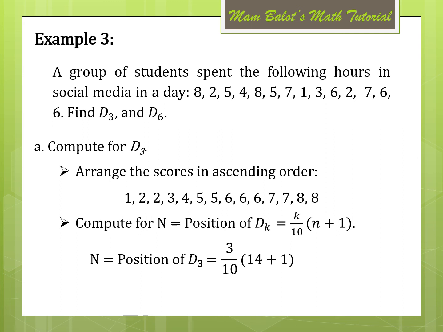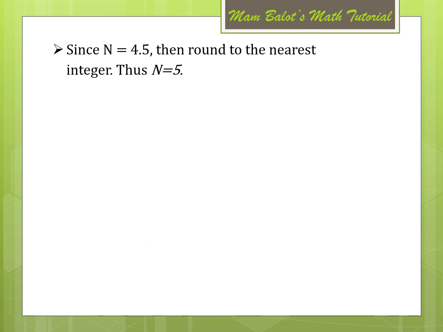So that becomes 3 over 10 times 15, which is equal to 4.5. In our steps, we need to round off to the nearest integer. So we have now n equal to 5. Locating the fifth data from our arranged data, that is equal to 4. So our D sub 3 is equal to 4.